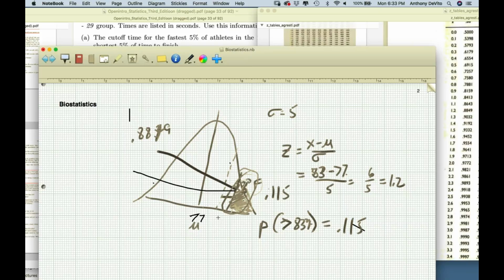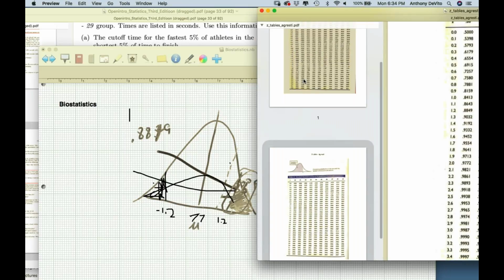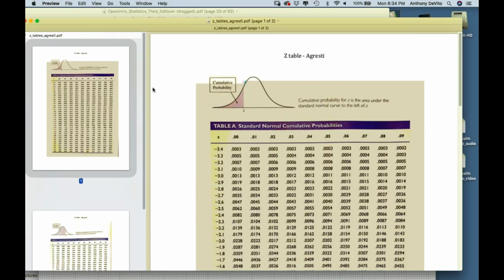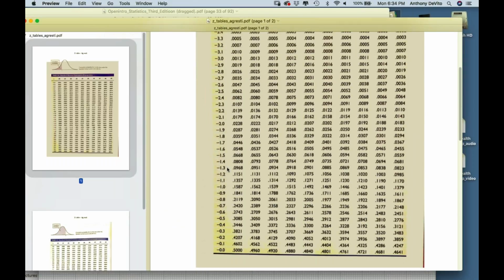But the area to the right of 1.2 is the same as the area to the left of negative 1.2. And why is that? That's because the standard normal distribution is symmetrical. So the area to the left of negative 1.2 is the same as the area to the right of positive 1.2. I could have saved myself a step and looked up the area for negative 1.2, and there it is, 0.115.